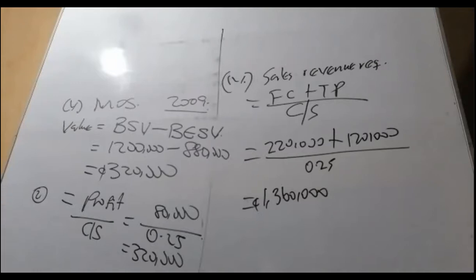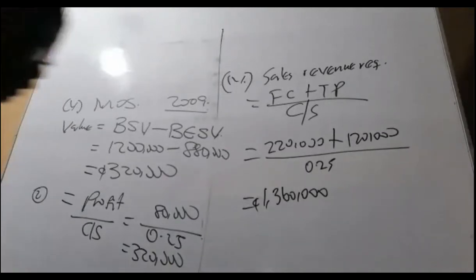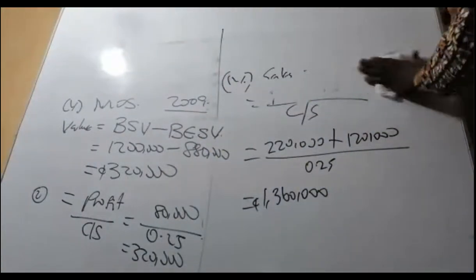Now, we are done with just one aspect of the margin of safety. So I'll do the percentage, the margin of safety as a percentage. You can calculate that one too. In a question like this, you can only get the percentage and the value. You can't get the units.